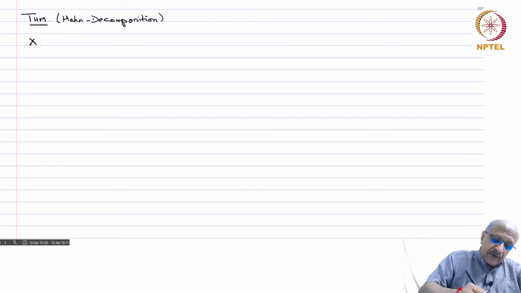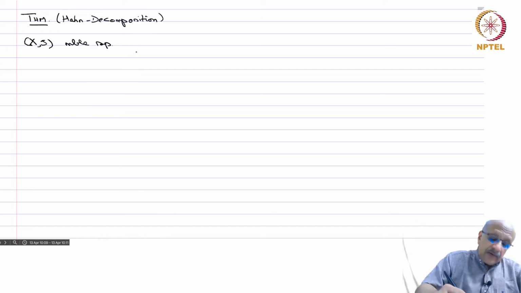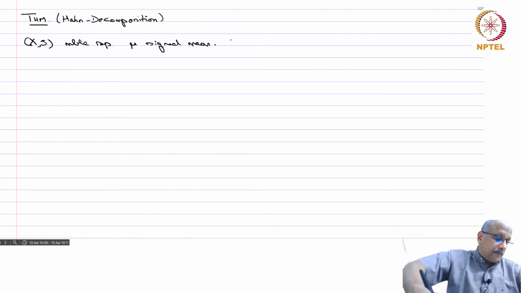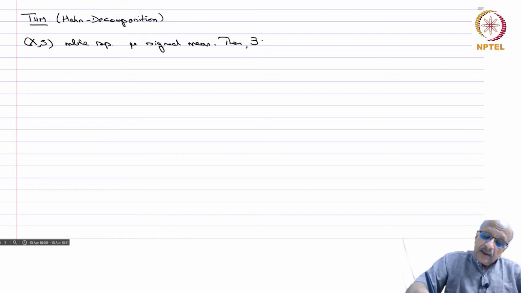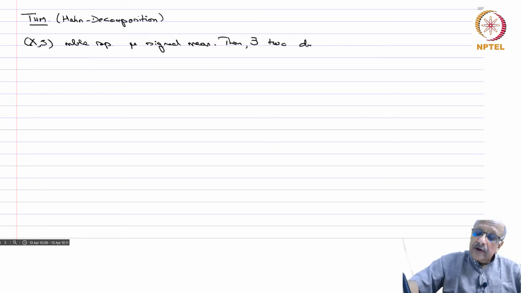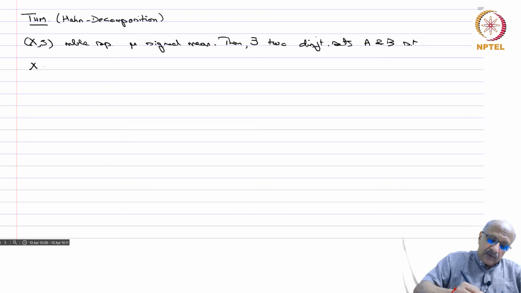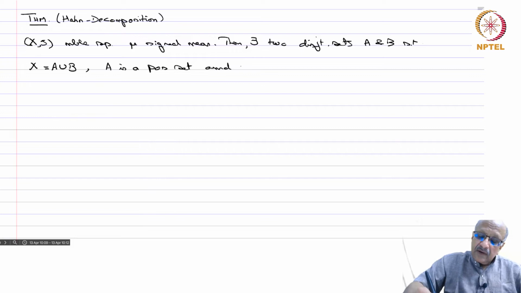Let X be a measurable space and mu a signed measure. Then there exist two disjoint sets A and B such that X equals A union B, so that's why we call it a decomposition, and A is a positive set and B is a negative set.